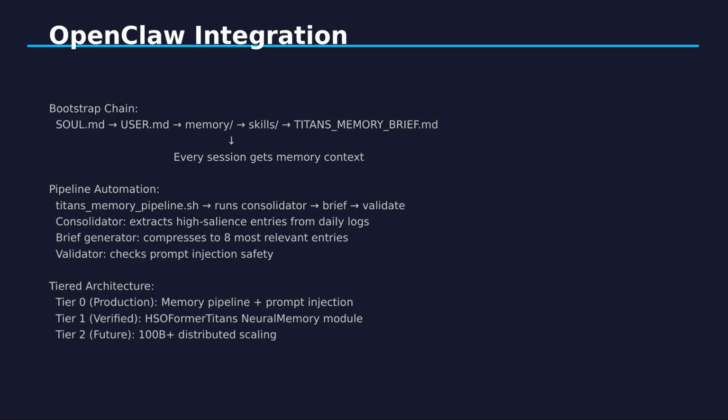Tier 0, already in production, includes the memory pipeline and prompt injection into every session. Tier 1, verified through experiments, includes the HSOFormerTitans neural memory module. Tier 2, under development, targets 100 billion plus parameter distributed scaling.